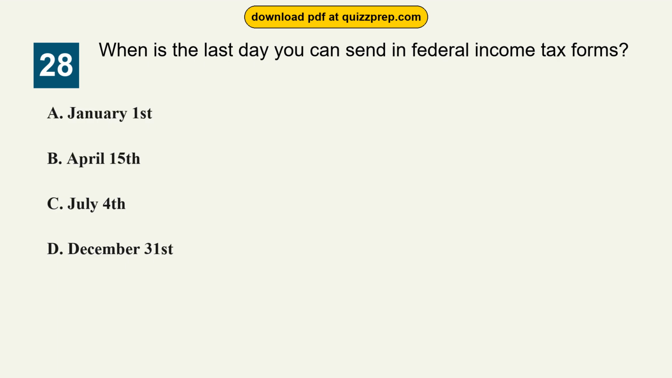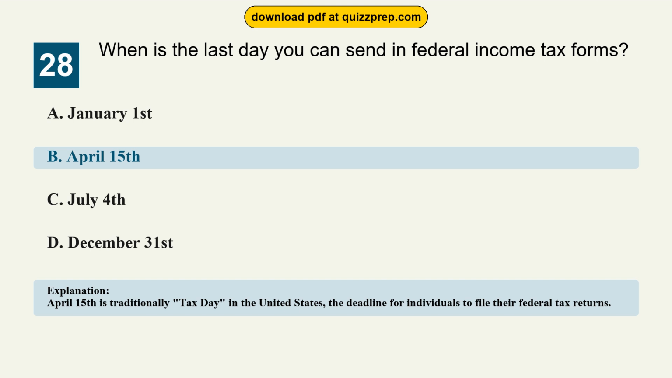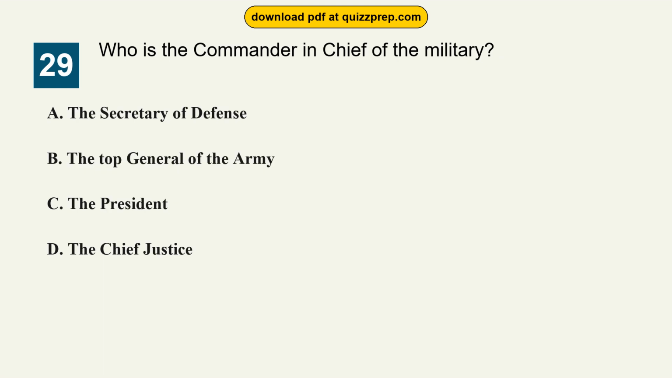Question 28. When is the last day you can send in federal income tax forms? Option A. January 1st. Option B. April 15th. Option C. July 4th. Option D. December 31st. The correct answer is option B. April 15th. April 15th is traditionally tax day in the United States, the deadline for individuals to file their federal tax returns.